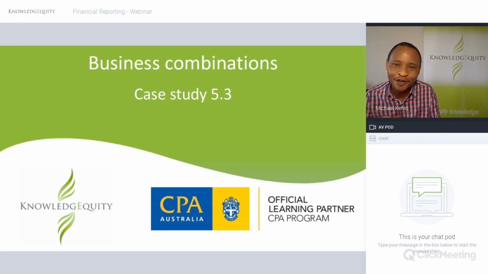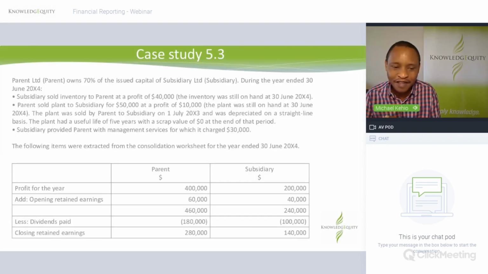Hello, everyone. In this session, we are going to be discussing case study 5.3 of the study guide. This is around business combinations. So my hope is that this will give you a better understanding of this topic. So that is the question there.